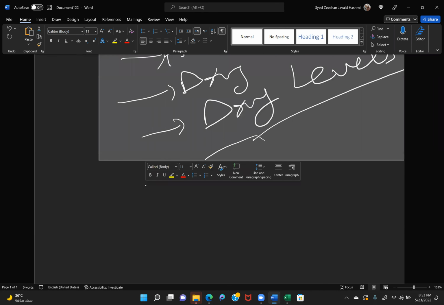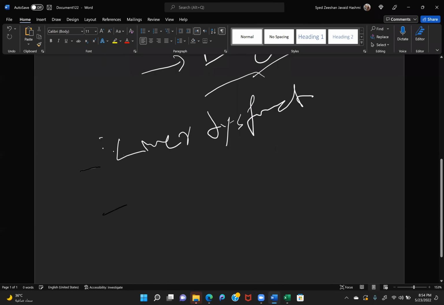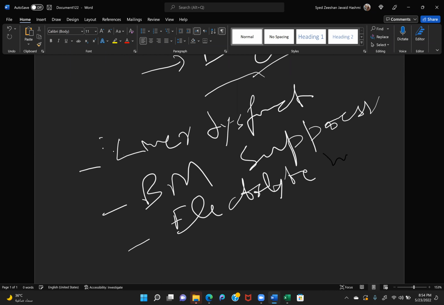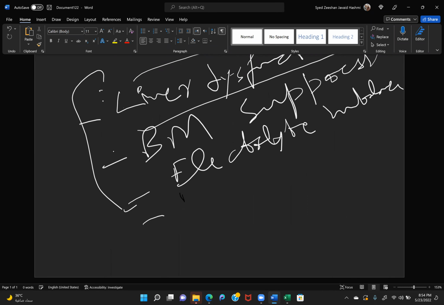And you are expecting to have liver dysfunction. Okay. Bone marrow suppression. Okay. Electrolyte imbalance in these patients. Okay. So you have to consider these things in the patient taking antiepileptics, and you have to monitor the drug levels. Okay.